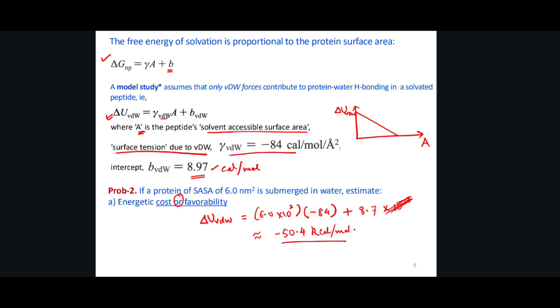If a protein of SASA 6 nanometer squared is submerged in water, estimate the energetic cost or favorability of doing this insertion. Is it favorable or costly at room temperature, given this data? How much will it be? 6 nanometer squared is 600 angstrom squared, right?